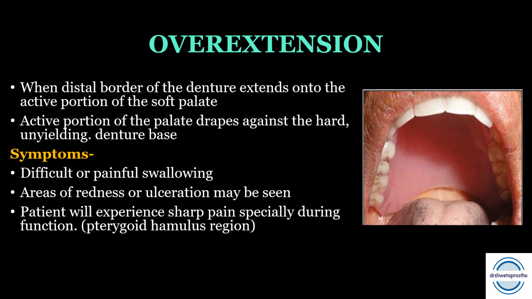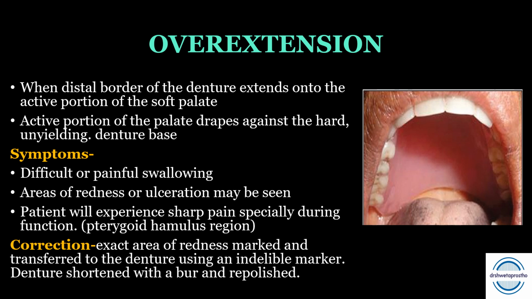Now how to correct it? The exact areas of redness should be marked and transferred to the denture using the indelible pencil, and the denture is shortened with a burr and it is again repolished and inserted into the patient's mouth.